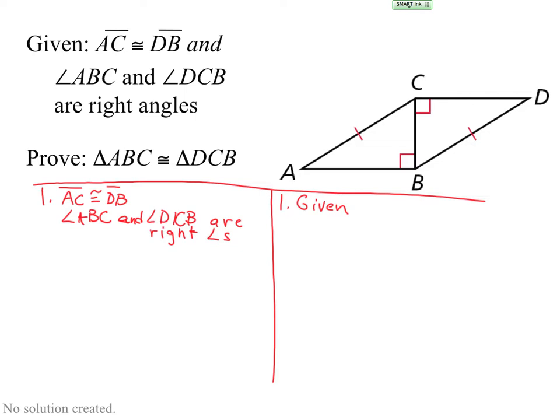Think it's going to be a hypotenuse leg? Okay, so what we've already got is the hypotenuse congruent to the hypotenuse. And we've got some right angles. So what do you want me to add, Connor? Got that? Given. CB is congruent to CB, like with reflexive property. Okay, that sounds good. Segment CB congruent to segment CB by the reflexive property of congruence.